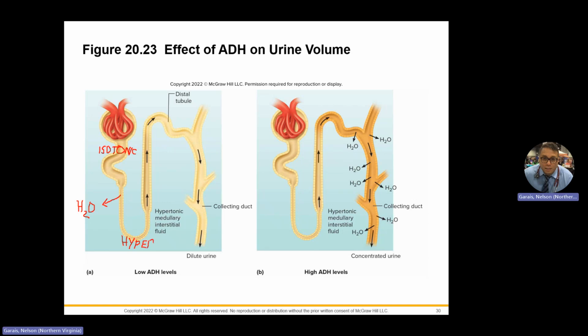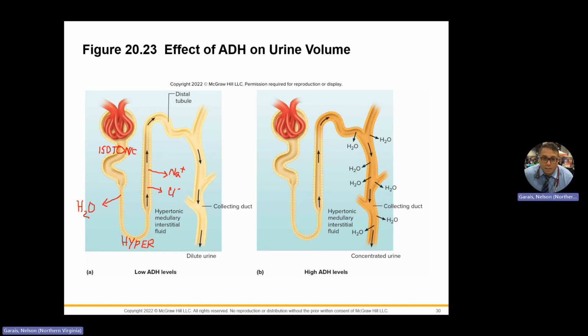Now, what happens with the ascending loop? The ascending loop has the sodium-potassium ATPase pumps, but the only things that are permeable in the ascending loop are two things: sodium and chloride.